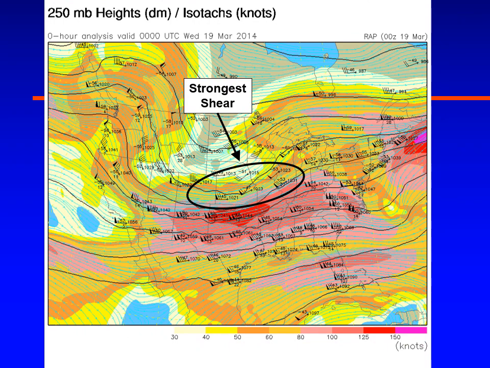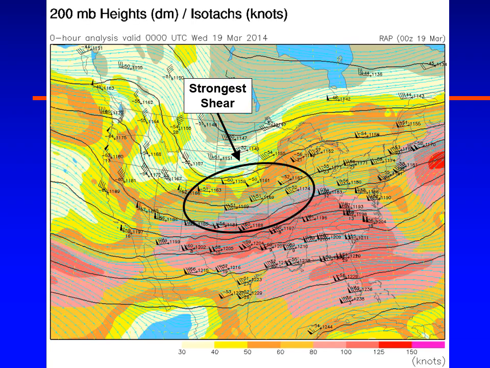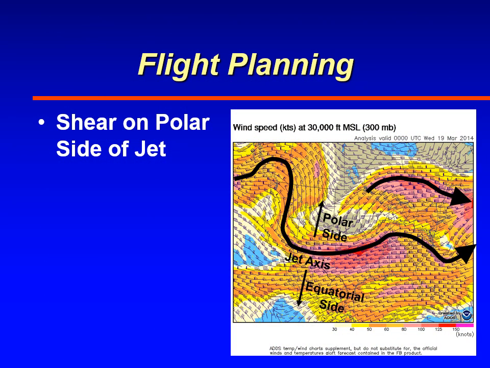As you go up through the atmosphere, the shear still looks the same. It looks like a very strong shear horizontally. And then finally, here we are at 200 millibars, and this is where we're starting to get into the stratosphere. The northern part of our map up in Canada and North Dakota and South Dakota is in the stratosphere, while the portions across Texas and Oklahoma are in the troposphere below the tropopause. So the strongest shear is on the north side, the polar side of the jet stream, and that's where you'll find the strong turbulence.